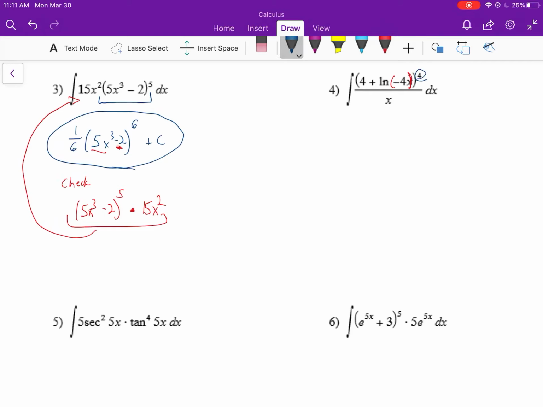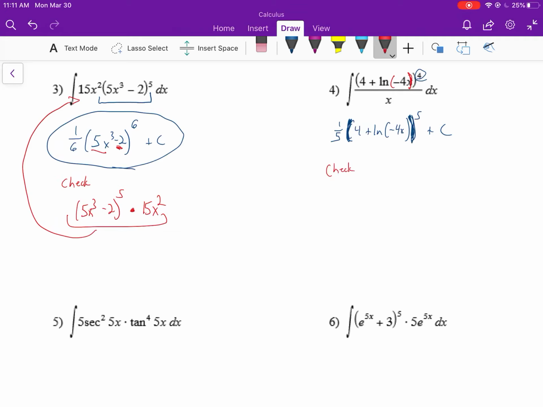The main function, however, is the 4th power. So we are going to integrate something to the 4th power, which means it should be that thing. So 4 plus natural log of negative 4x to the 5th, and then a 1/5 comes out front. Trying to make these parentheses a little heavier to see which ones go with what. That is our guess. So let's go ahead and check it.